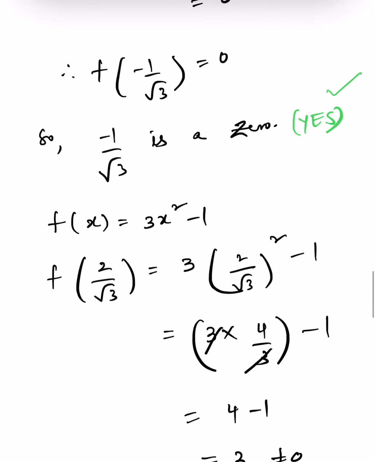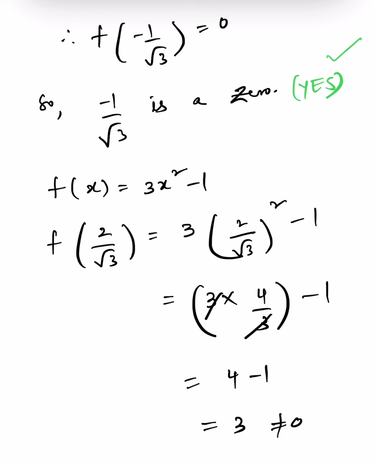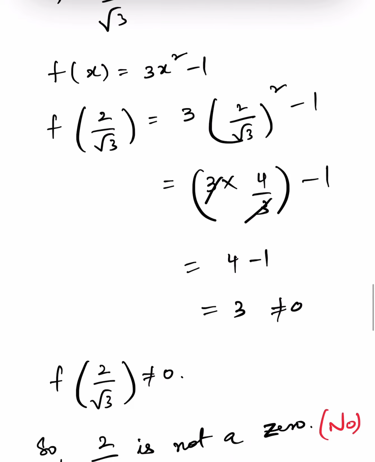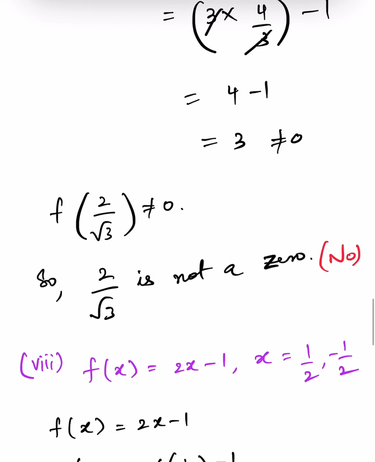So again let us calculate for 2 by root 3. F of x equal to 3x square minus 1. So f of 2 by root 3 equal to 3 into 2 by root 3 whole square minus 1, that is equal to 3 into 4 by 3 minus 1, which is equal to 4 minus 1, which is equal to 3. But 3 is not equal to 0. So f of 2 by root 3 is not equal to 0. So 2 by root 3 is not a 0 of the polynomial. So it is a no. So for the first value it is a yes, but for the second value it is a no.